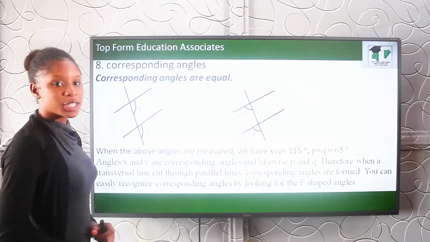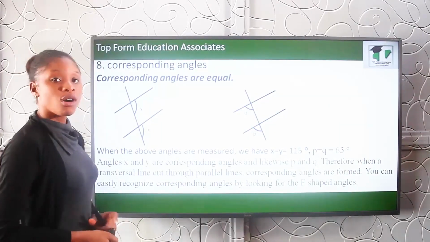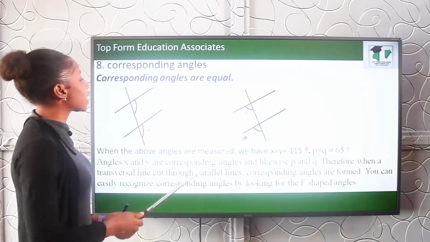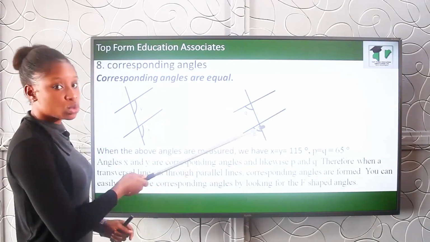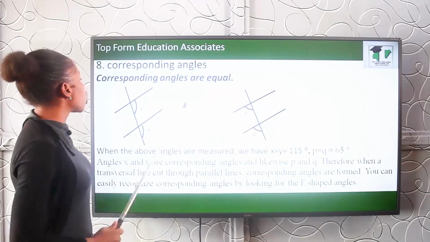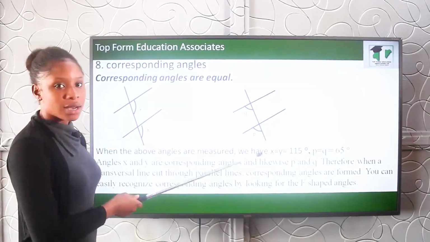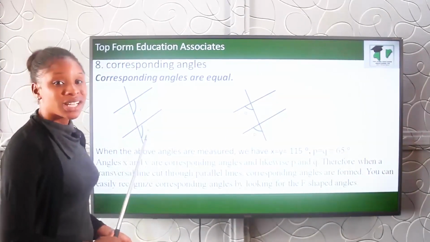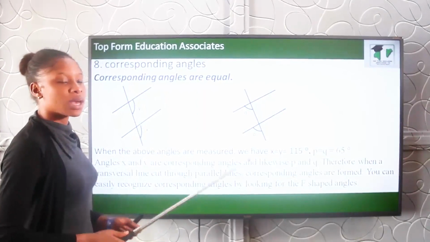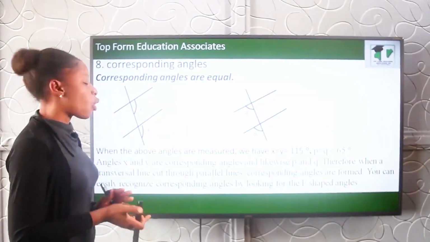Number 8, corresponding angles. Corresponding angles are also equal. Now, look at these corresponding angles. There's a transversal here cutting between two parallel lines. We have angle Y and angle X, and we have angle Q and angle P. When you take the measurement of angle X, you discover that it's the same as angle Y. So, in essence, corresponding angles are equal.